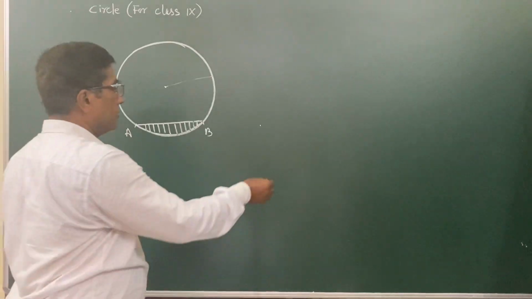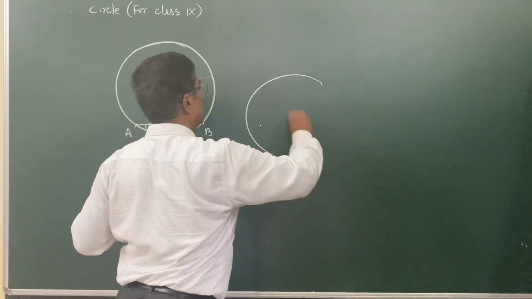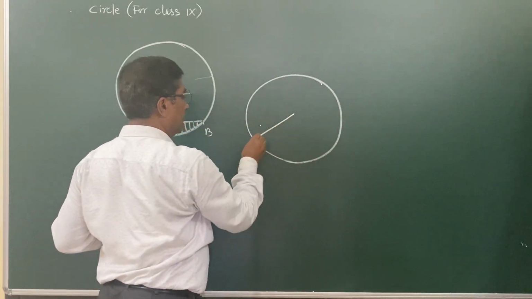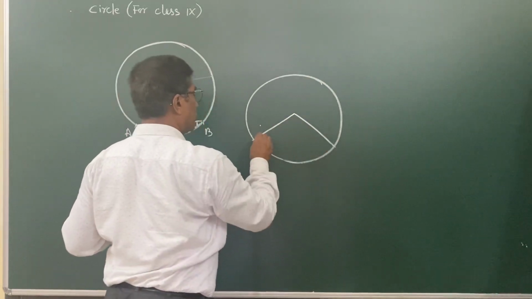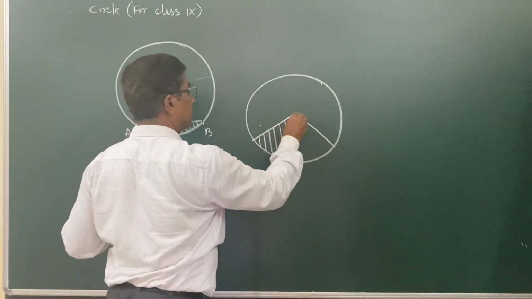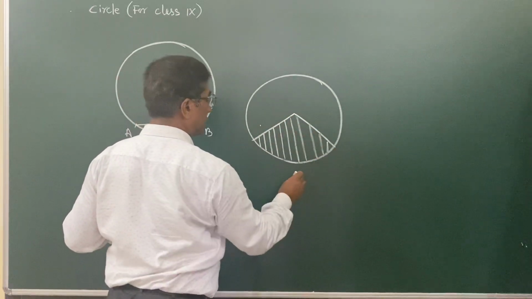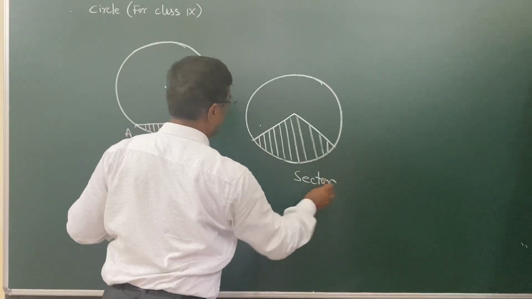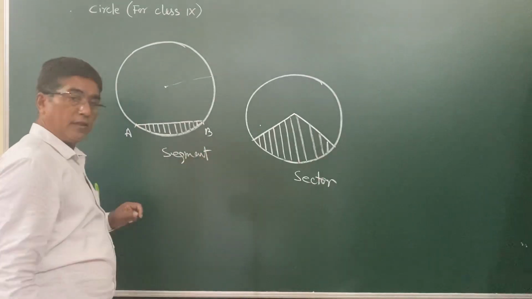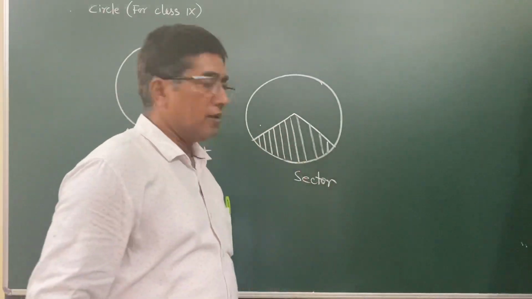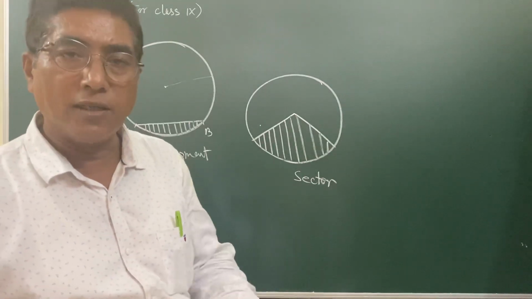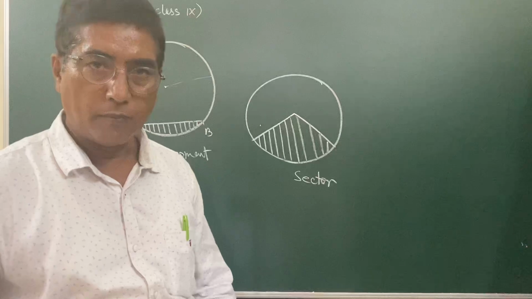Then similarly, suppose you have a circle, and this is a radius, this is another radius. The portion between the two radii is called a sector. This is a sector, this is a segment. Same thing, if the sector is less than a semicircle, you say minor sector. More than a semicircle, major sector. Alright?